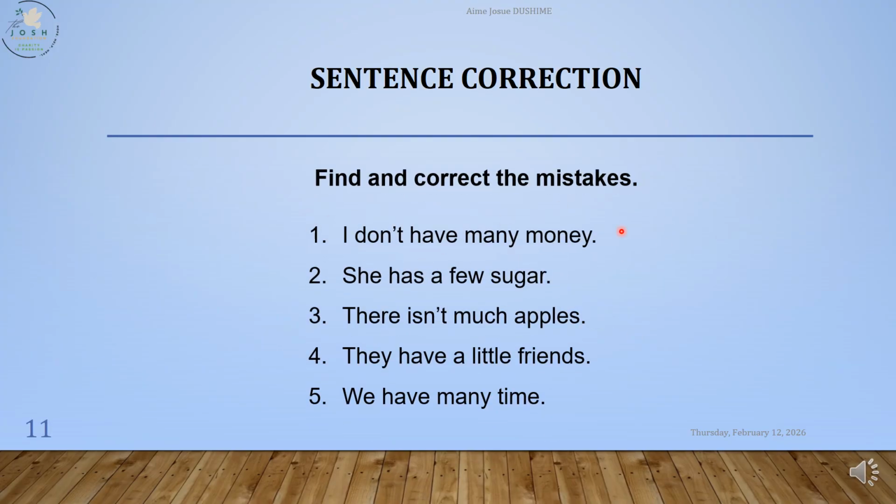These sentences are wrong. You're just going to correct them. I don't have many money. She has a few sugar. There isn't much apples. They have a little friends. We have many time.